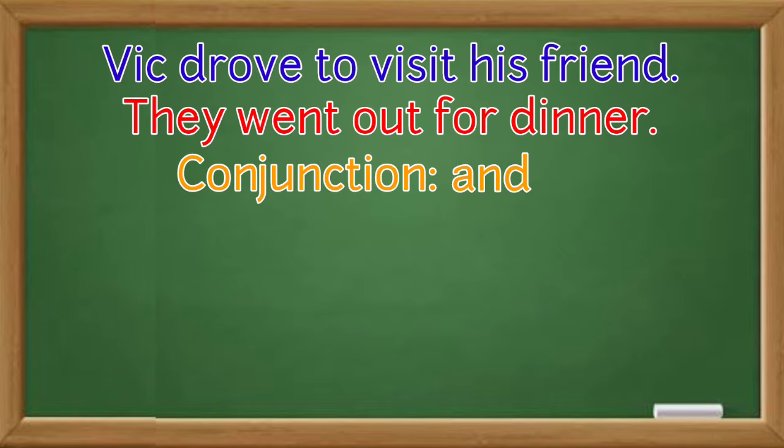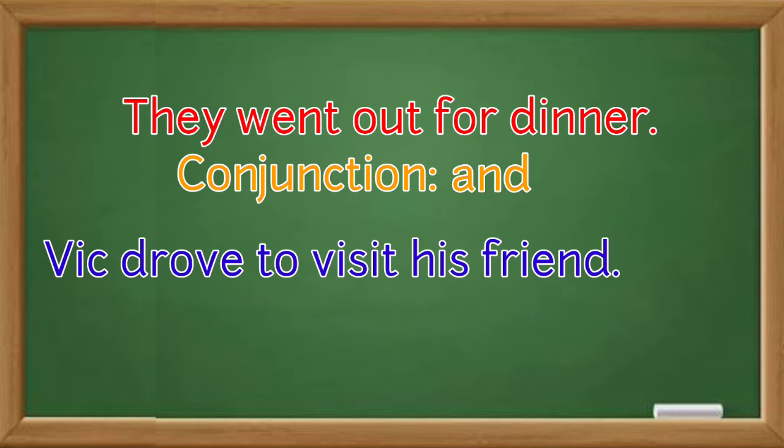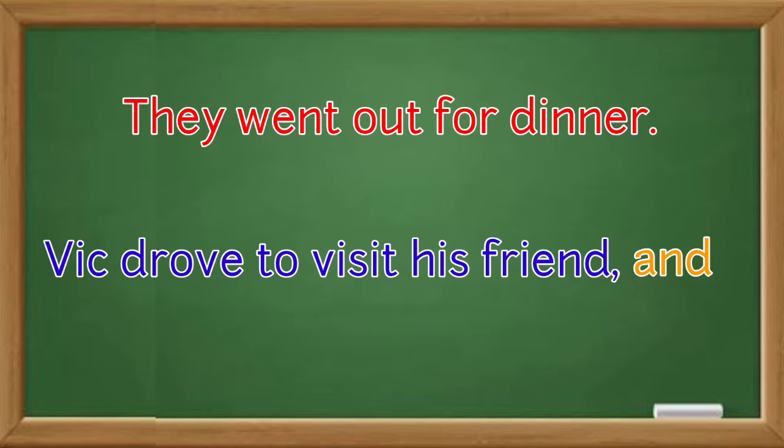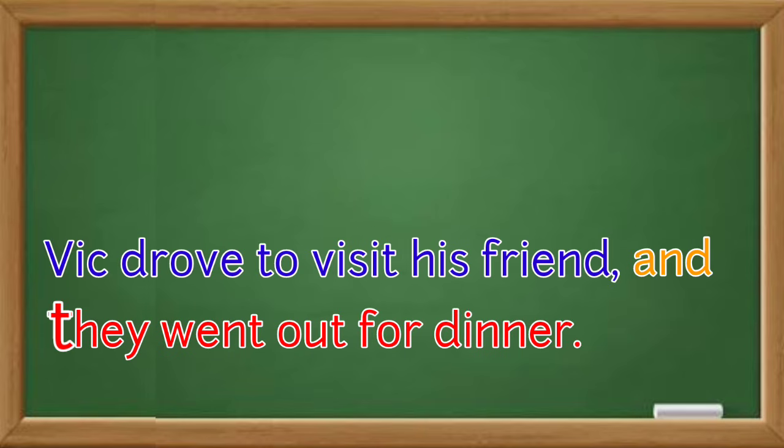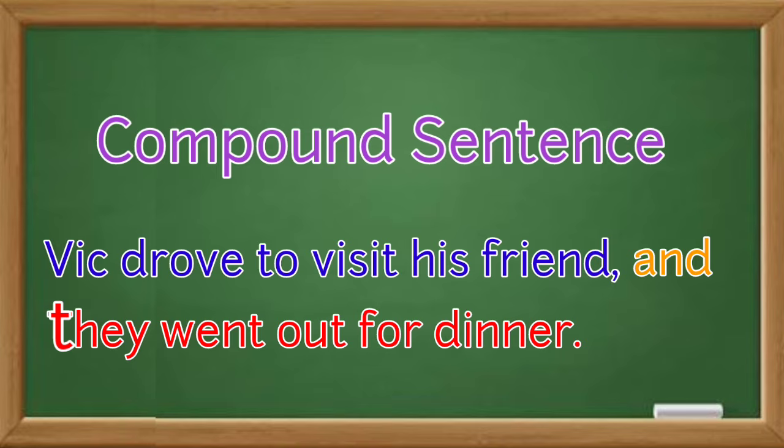Let us take the first independent clause or simple sentence first. Vic drove to visit his friend. Then, let us add the conjunction and. Then, let us take the second independent clause or simple sentence. They went out for dinner. And the compound sentence formed is Vic drove to visit his friend, and they went out for dinner. Easy, right? Another one. First independent clause.